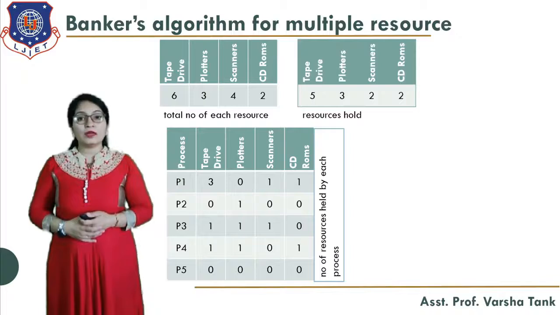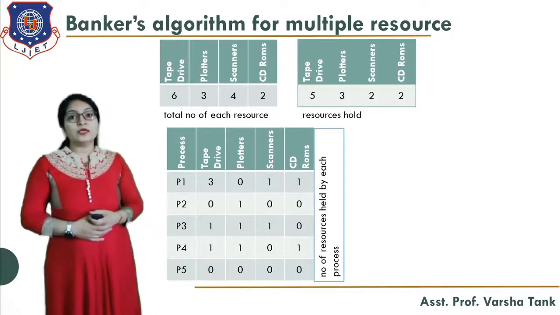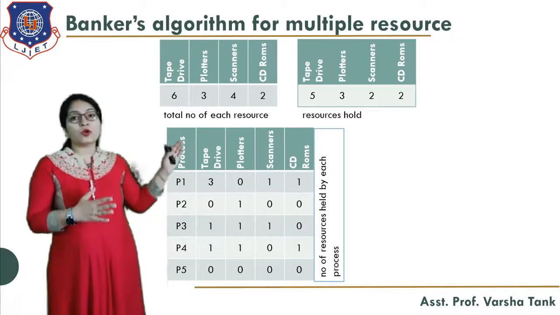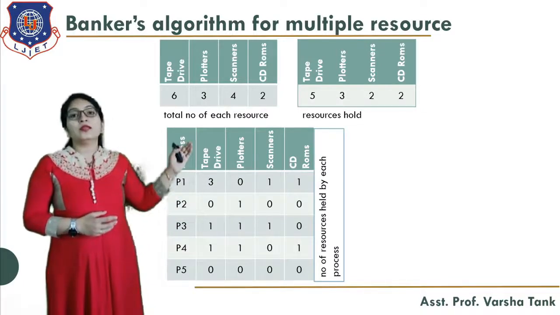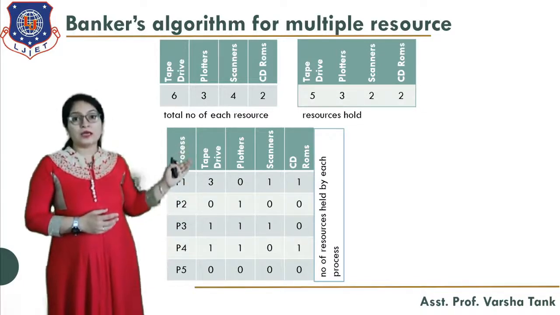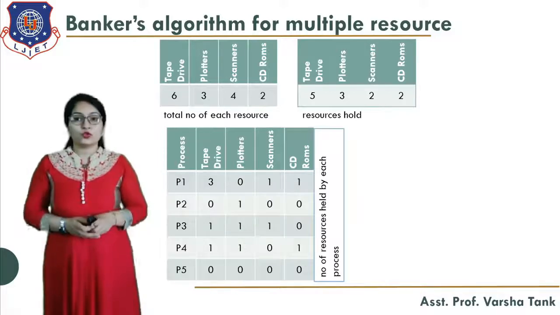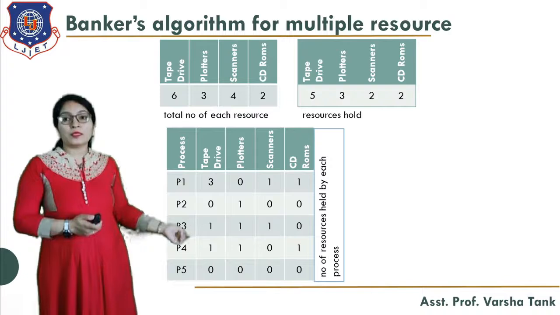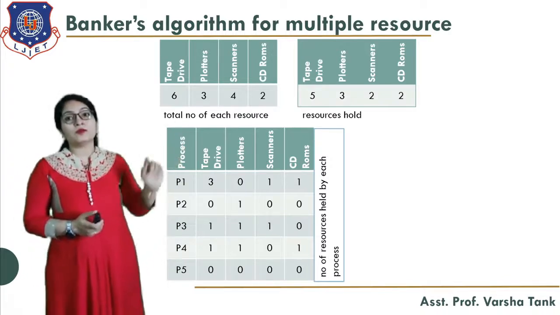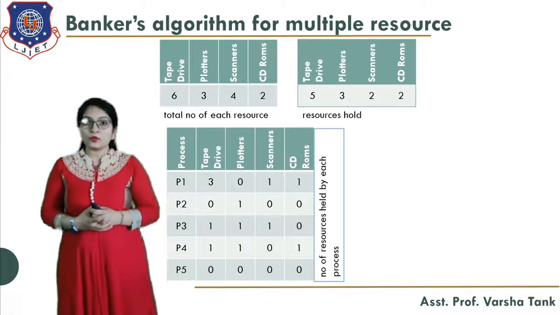So now, total allocated resources, what? The resources held by each and every process: tape drives 5, then plotters 3, scanners 2, and CD-ROMs 2. So here you can see, do the addition of the tape drives: 3 plus 1 plus 1, so there are 5. So 5 tape drives are allocated in total to the processes.